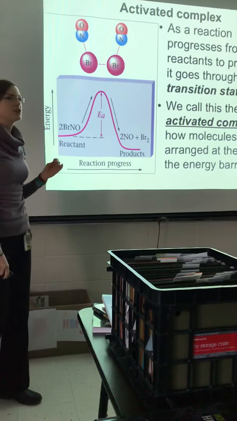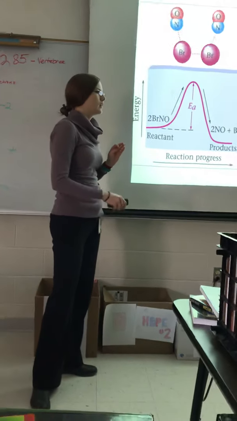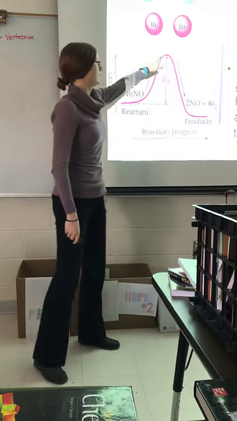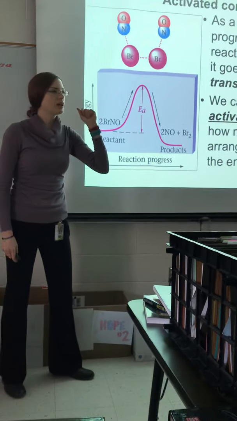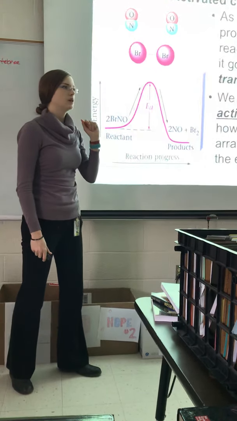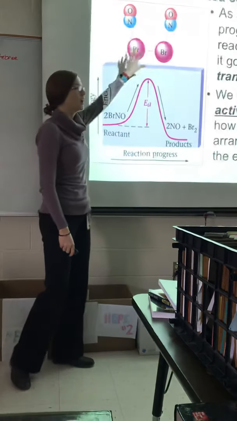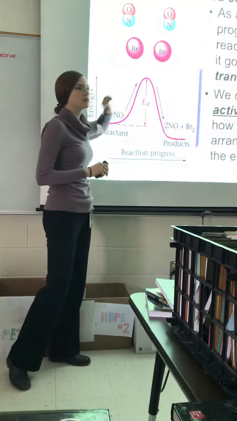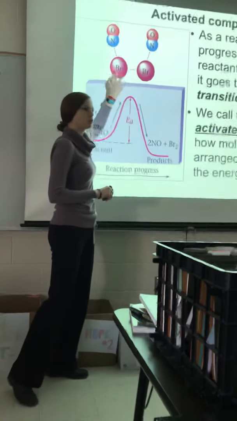So the transition state and the activated complex are really the same thing. It's how the molecules are arranged at the top of that energy barrier right here. That's what they look like for that split second before they change into products. It doesn't last very long because this has a ton of energy. It's going to break apart. It's not going to stay like this very long because it's not very stable to have like half bonds in between, right?